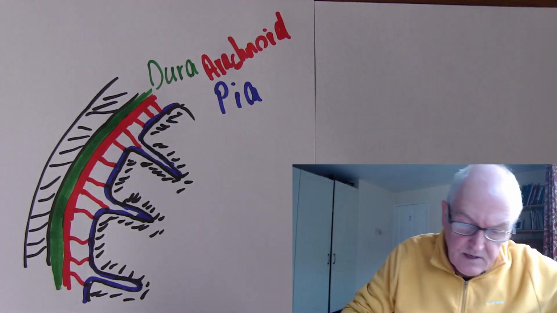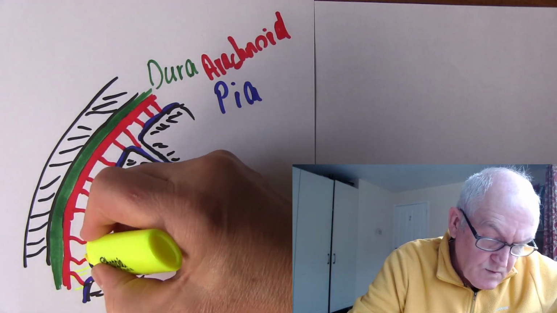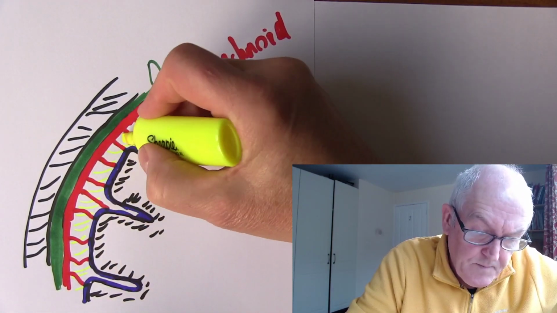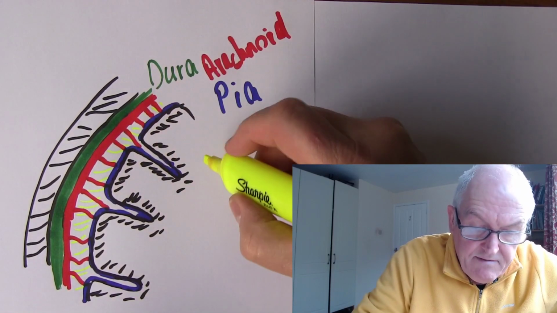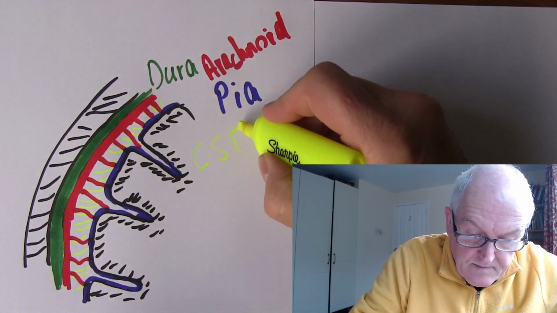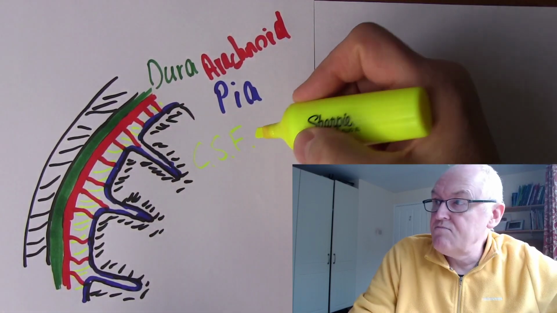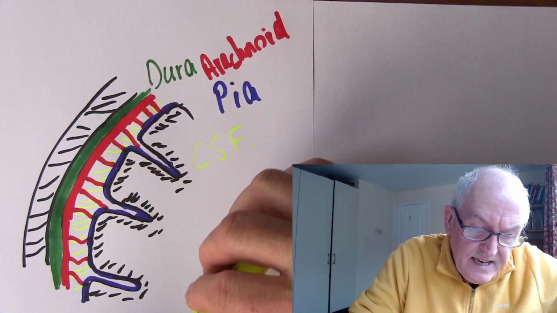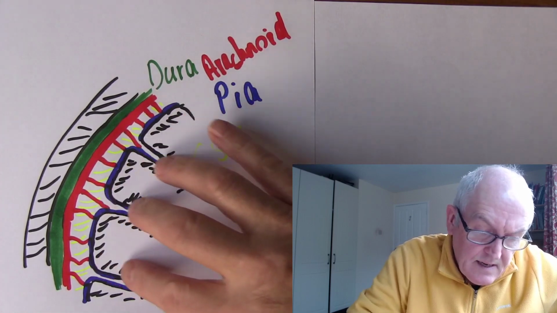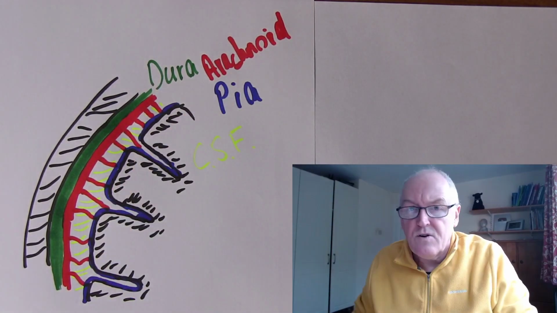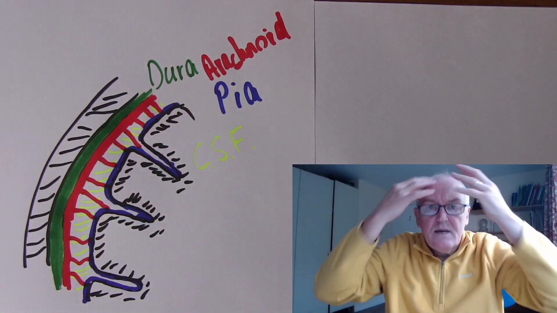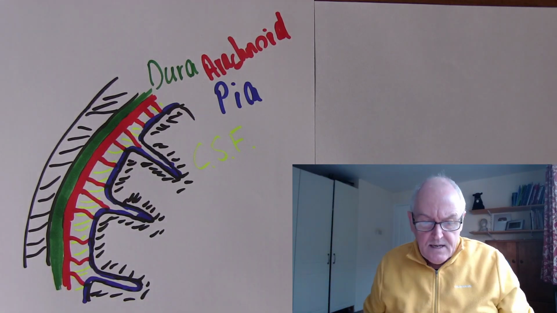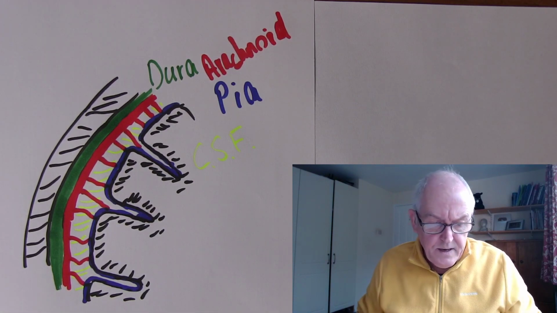Sub means below. So there's a space here below the arachnoid mater. This is absolutely critical because this space is filled with the cerebrospinal fluid, the CSF. And this is vital because it means the brain is essentially floating. Because this cerebrospinal fluid, of course, goes all around the cranium, down the spinal cord. So the central nervous system is essentially floating in this cerebrospinal fluid.